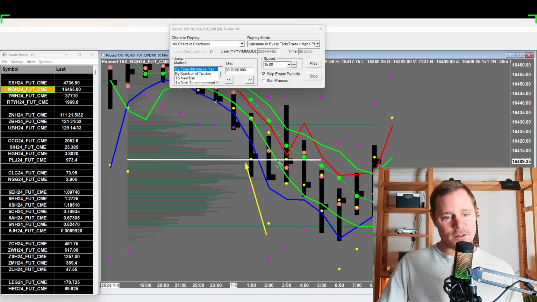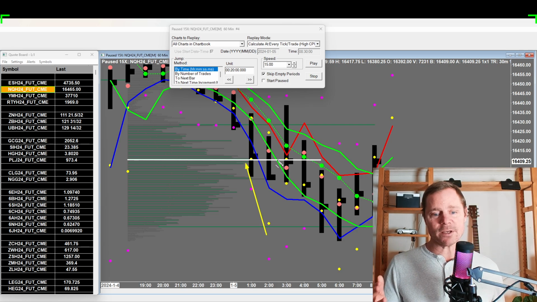It's coming across here. The point of control is the most heavily traded price of the day, right? It's where all the contracts are changing hands between big institutions, and it's the most accepted price of the day. That's why all the trading is happening at that price.